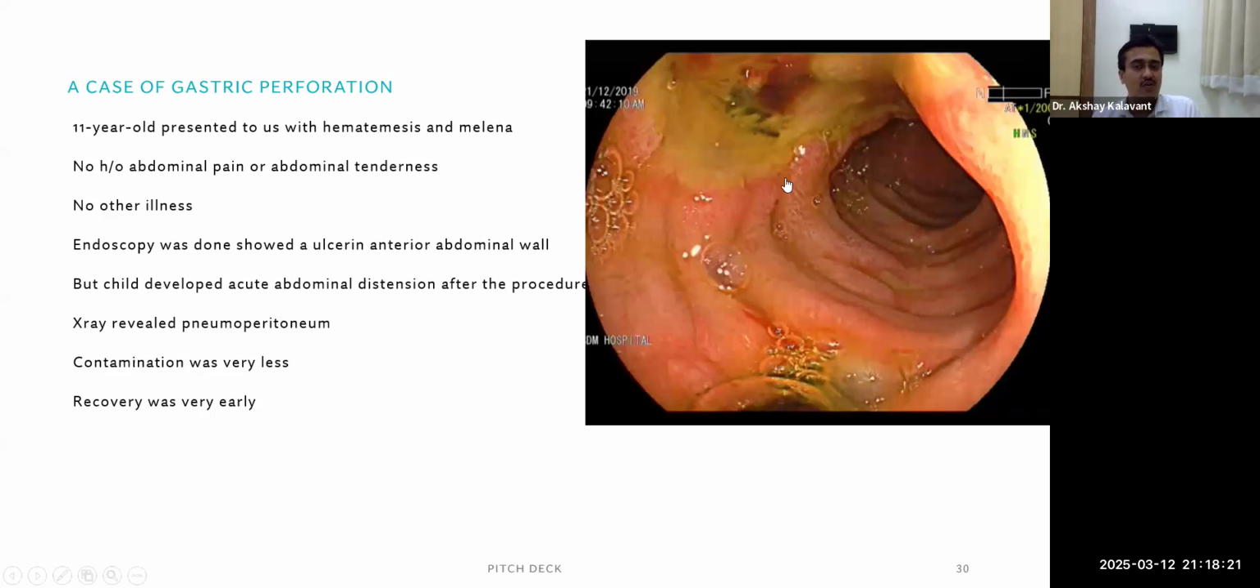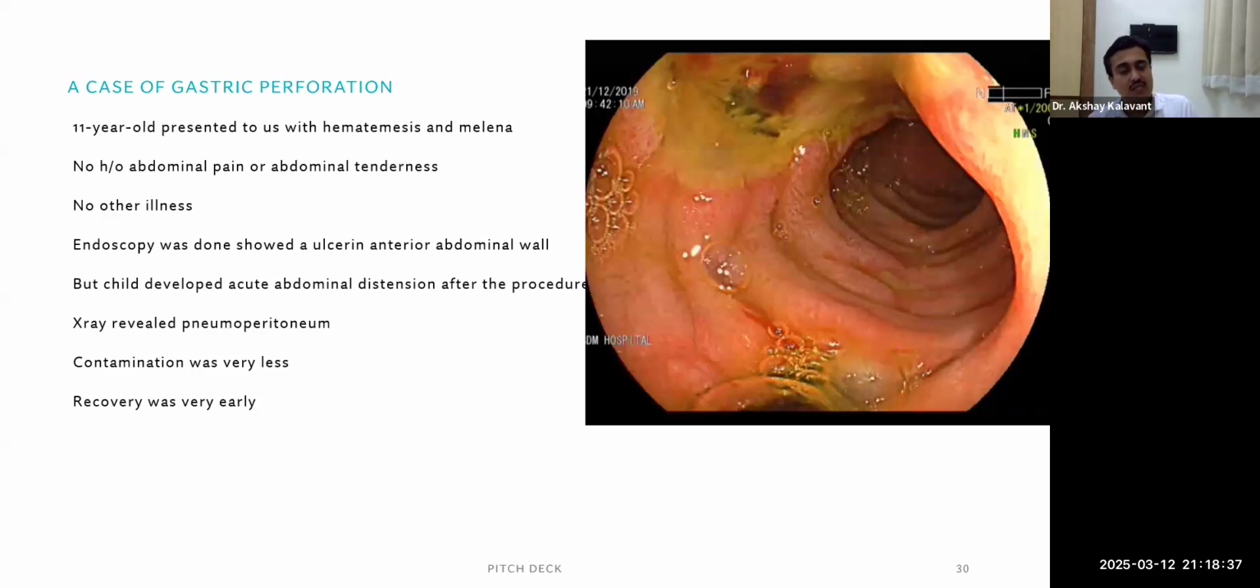Since there was no active bleed, we did not do any intervention. Otherwise, we can use injections, or hemostatic clips for this. So we just came out. Then we realized that the patient was having acute distension of the abdomen.